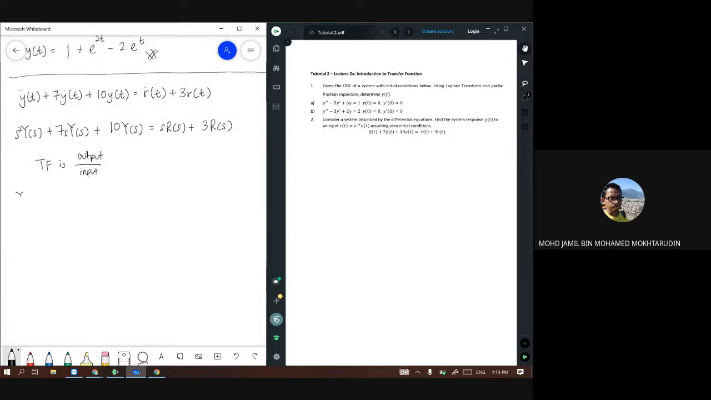Firstly, factorize: S squared plus 7S plus 10 equals RS times S plus 3. Then we find the transfer function, output over input, which equals S plus 3 over S squared plus 7S plus 10.